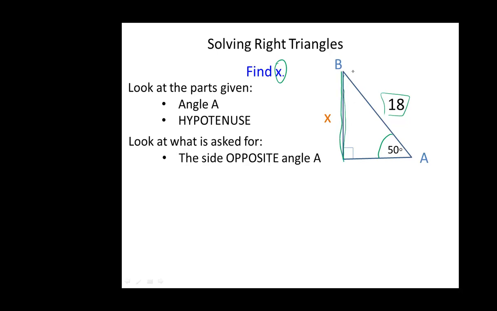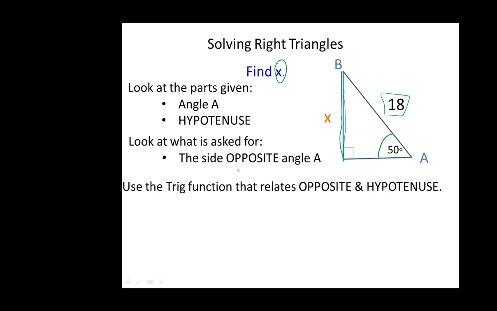So we're going to use a trig function that relates opposite and hypotenuse. So you may be thinking SOHCAHTOA, and you should come up with sine. We're going to use our 50 degrees. This is the angle that we have. So we're going to say the sine of 50 degrees equals the length of the opposite side divided by the length of the hypotenuse, or opposite over hypotenuse. That's the equation that we need to solve in order to find x.